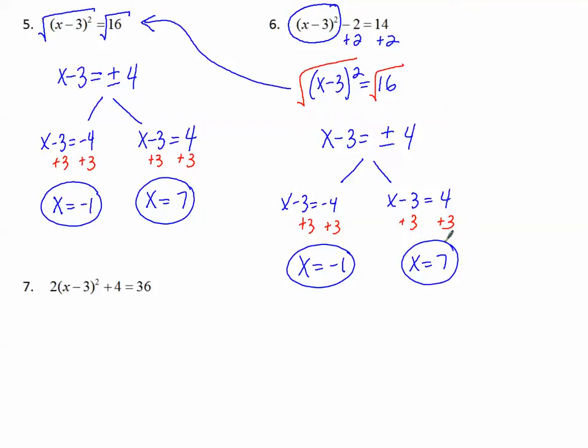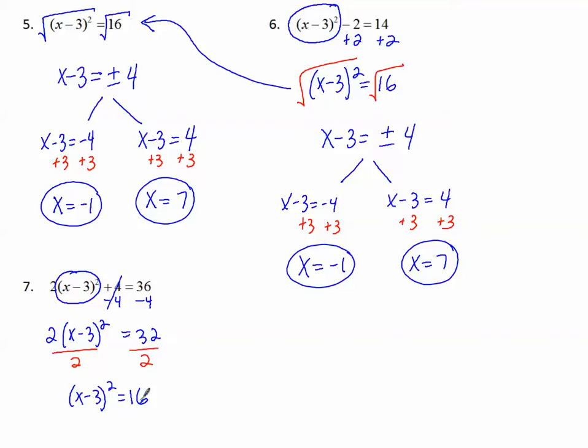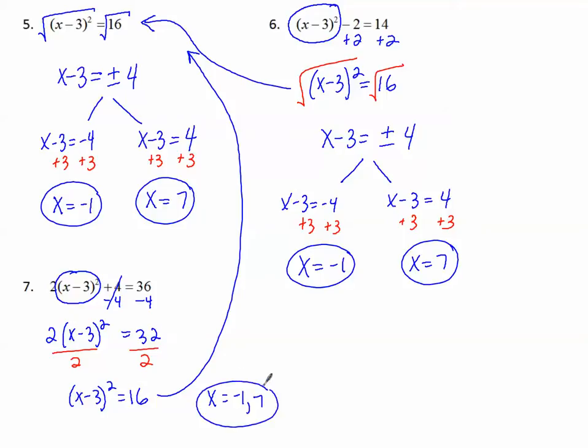Maybe pause the video and try number 7 on your own. See if you can do that. It looks complicated, but it's not really that much more. Here's the squared term. First, we subtract the 4. So 2 times x minus 3 squared equals 32. Then get rid of the 2 that's multiplied, so divide. X minus 3 squared equals 16. Notice what I have? The same thing that we had here. So then we get the same answers, negative 1 and 7.